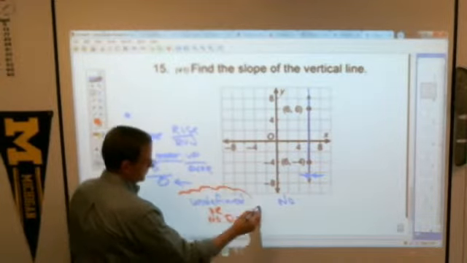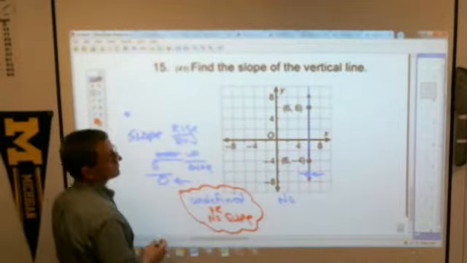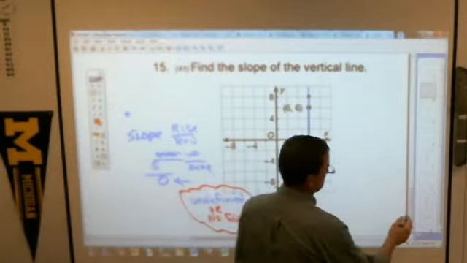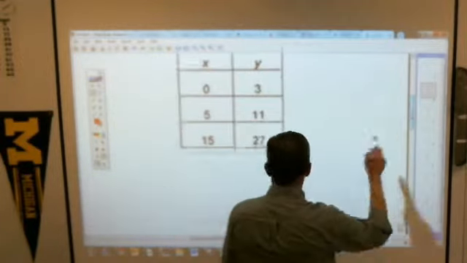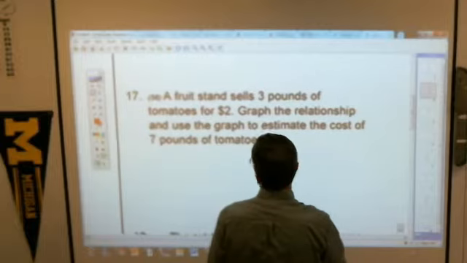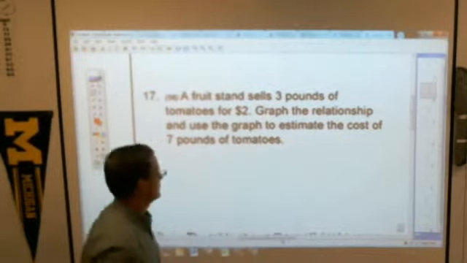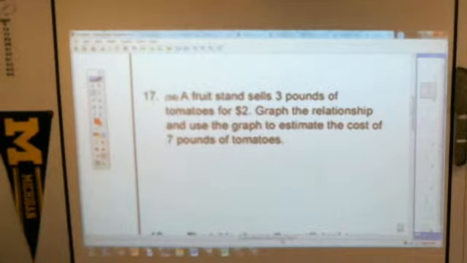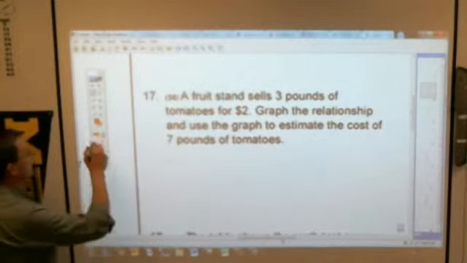Altenberg, did you have a question? 17. 7. A fruit stand sells 3 pounds of tomatoes for $2. Graph the relationship and use the graph to establish the cost of 7 pounds.